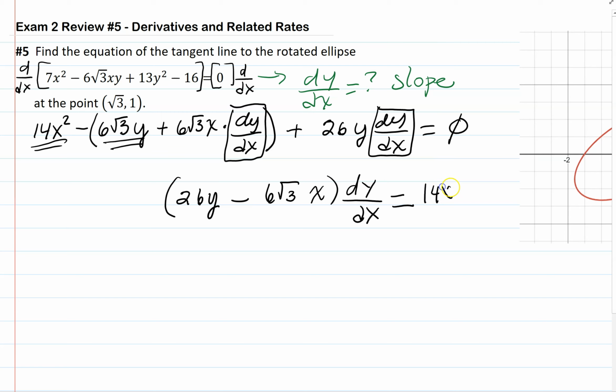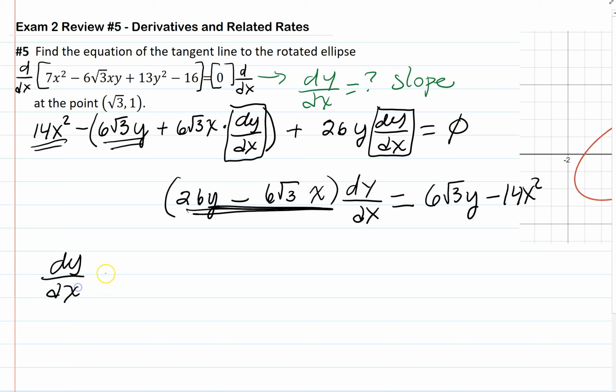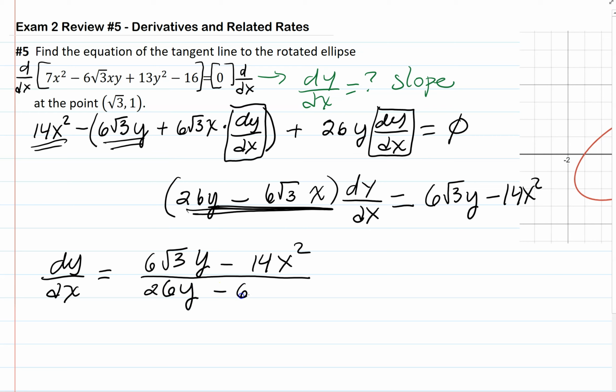So that would be negative 14x squared. I will write the positive terms first: 6 square root of 3 y minus 14x squared. And then divide by this part right here to get dy/dx by itself. So dy/dx is equal to 6 square root of 3 y minus 14x squared, all divided by 26y minus 6 square root of 3 times x.